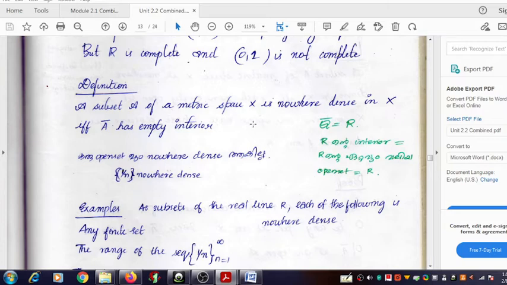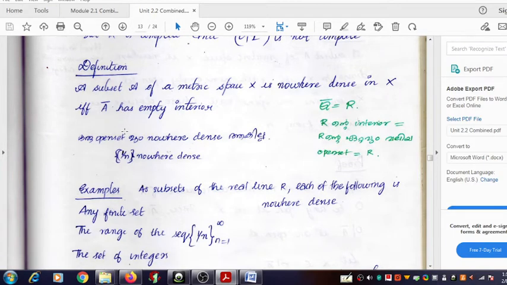When can we say that a subset of a metric space is nowhere dense? We consider a subset A of a metric space X. Let A be a subset of a metric space X, and we say that it is nowhere dense if the closure of A has empty interior. That is, if the interior of the closure of A is equal to the null set. So the condition for saying that a subset A of a metric space X is nowhere dense is that you take the closure of A, and if the closure of A has empty interior, then we say that it is nowhere dense.